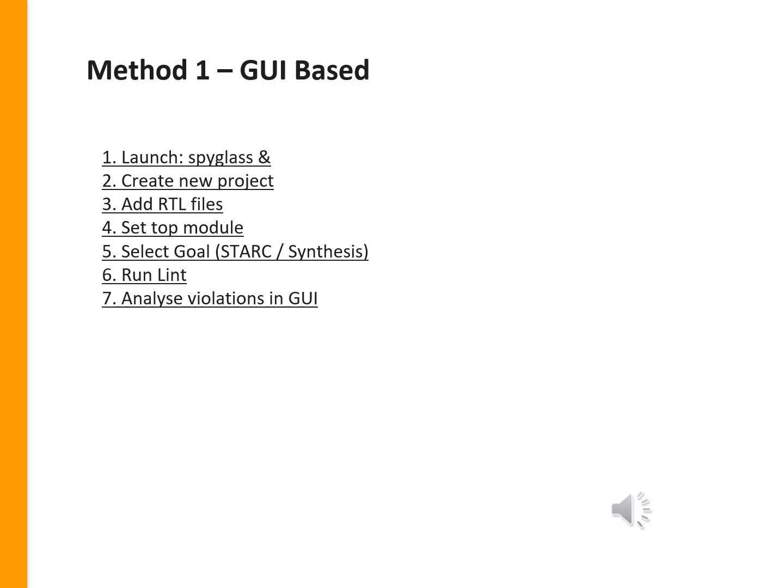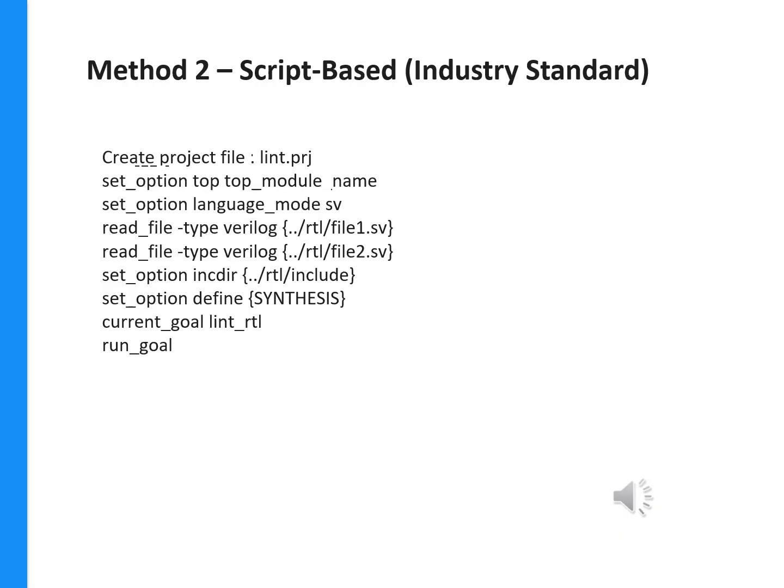We can go with GUI mode to start, but I recommend script-based going ahead. In GUI mode, we begin by launching SpyGlass and creating a new project to define the analysis workspace. Next, we add the RTL files and explicitly set the top module so the tool understands the design hierarchy. After selecting the appropriate LINT goal, such as start go synthesis, we run LINT and then interactively analyze the reported violations using the GUI to distinguish real issues from setup-related noise.